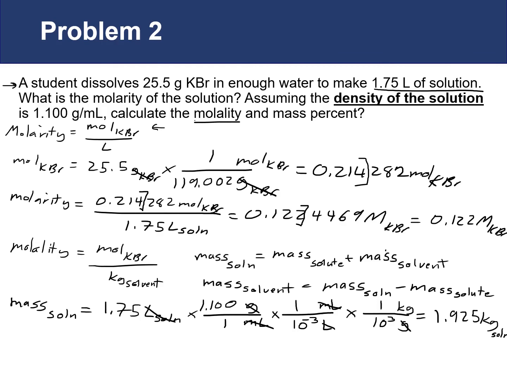Okay, now to find the mass of the solvent, that is equal to the mass of the solution minus the mass of the solute. So that would be 1.925 kilograms of solution minus our initial mass of potassium bromide converted into kilograms. To do that, we just shift the decimal place 3 spots to the left. So that would be 0.0255 kilograms. And this is our KBr.